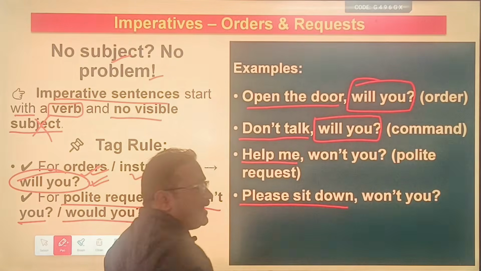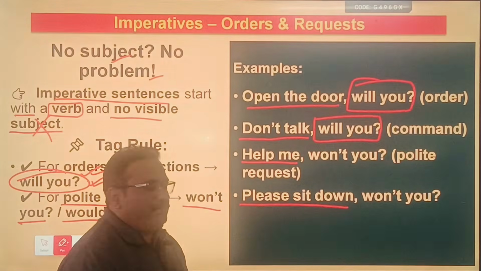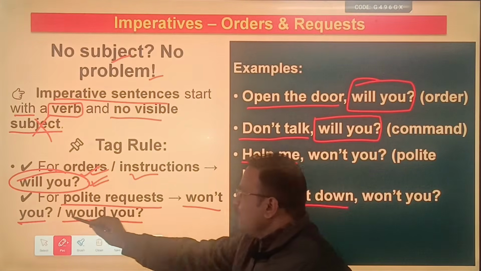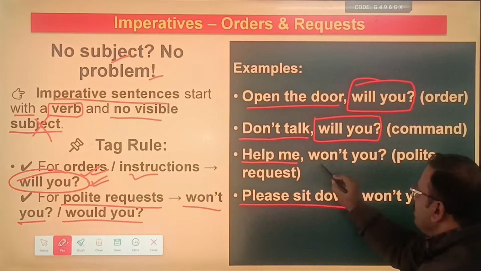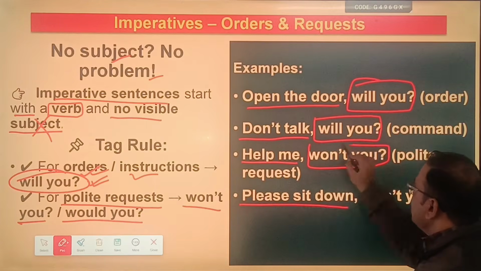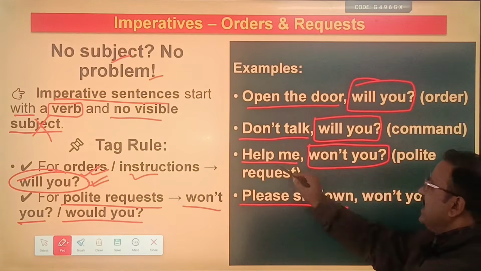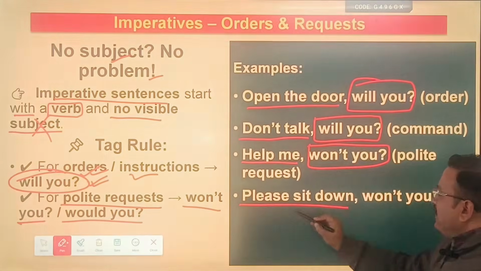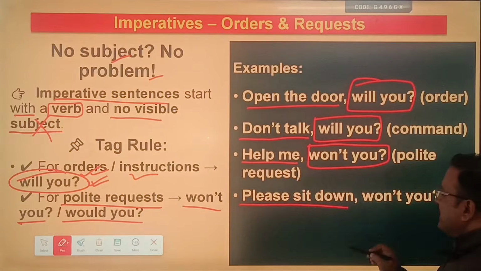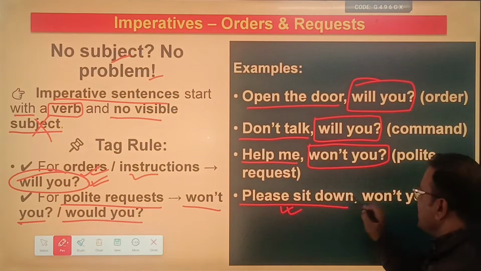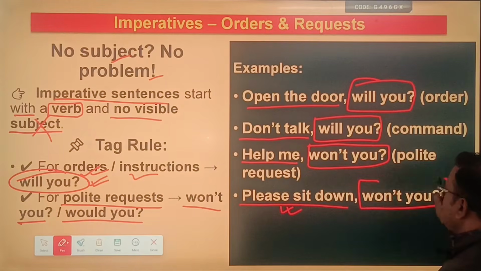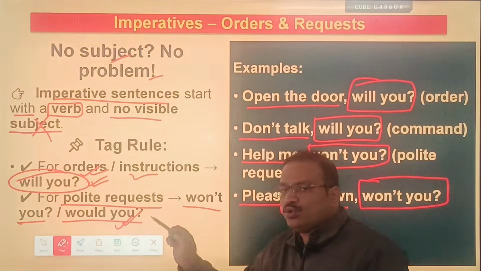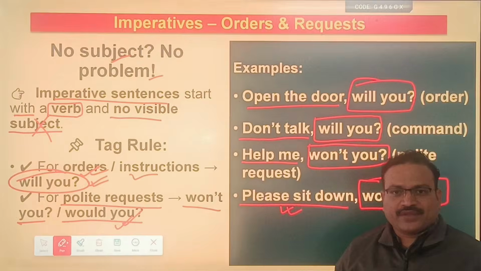Help me. It's a kind of request, asking for help. So what will the question tag be? What does the rule say? Won't you or would you? So the question tag is won't you. Help me, the question tag will be won't you. Please sit down. Again, this is a request. So the question tag will be what? Won't you, or would you also you can use.